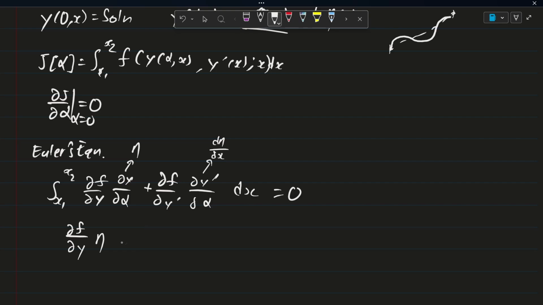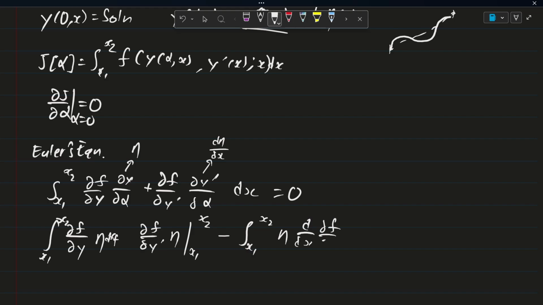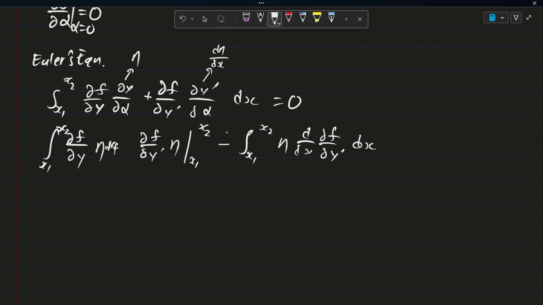It's going to be plus the second term, which looks like a product rule. So we can just express this as partial f over partial y prime times eta, evaluated from x1 to x2, subtract the integral from x1 to x2 of eta times d over dx of partial f over partial y prime dx, like so. Something to note is that if you put x1 and x2 into your eta, this would be 0, because we know that at the endpoints the error should be 0.